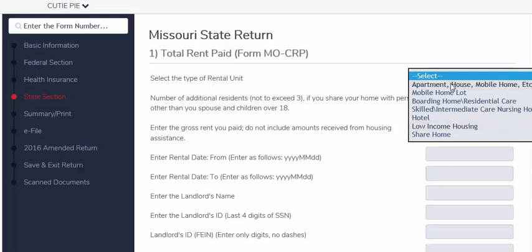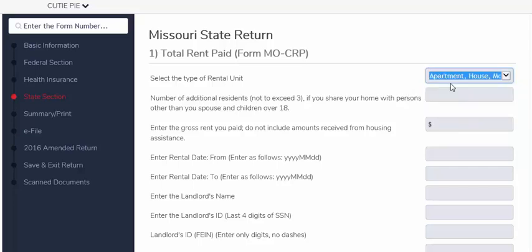For our particular client, she was in an apartment, and we have to list anybody else who lived there with her. As far as we know, she lived alone. But the reason we have to list additional residents is that they may end up prorating part of this.